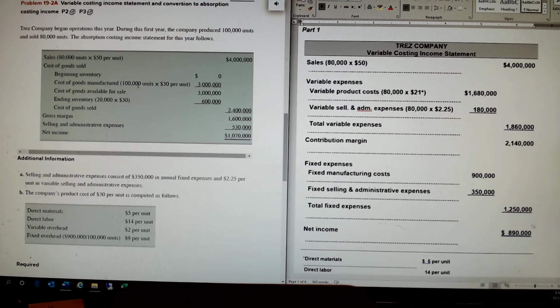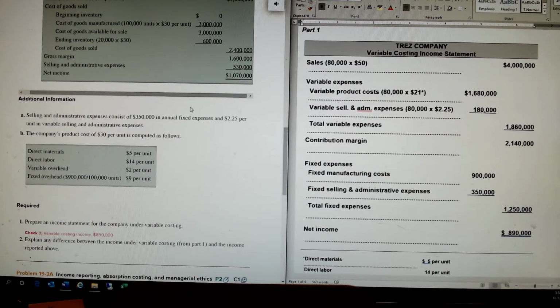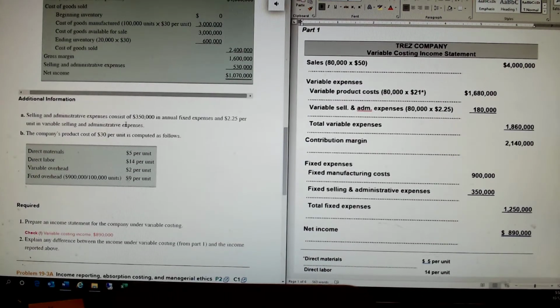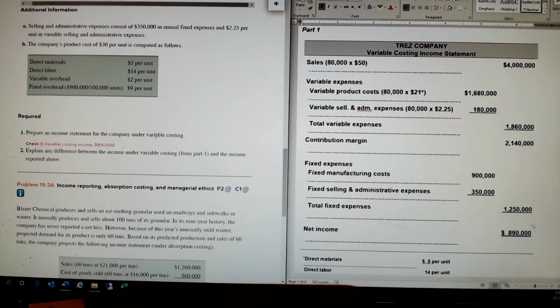But 20,000 of those are still in ending inventory, so we're only showing the cost of goods sold. The 80,000 we sold at $30 a piece, $2.4 million. Minus selling and administrative expenses. So that was their income statement under absorption costing. Additional information: selling and administrative expenses include $350,000 in fixed cost and $225 per unit sold for variable. Now they want us to prepare an income statement for the company under variable costing.